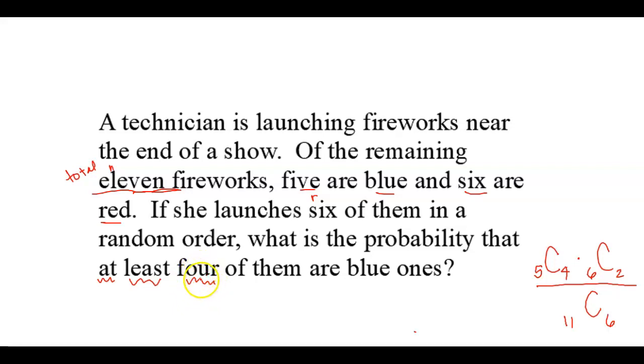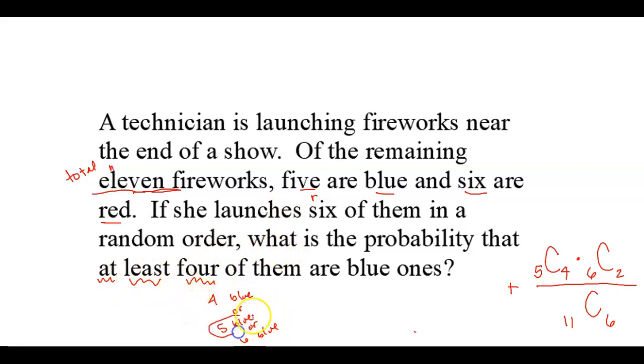Okay, so if there are at least 4 blue ones, we know that there are 4 blue, or 5 blue, or all 6 of them are blue. So it takes into account all 3 of these cases. So we just wrote down what happens if there's 4 blue, but if we have an or in here, we're going to end up adding on to this, and we're going to have to look at the probability when there are 5 blue and when there are 6 blue, because all of these will count as our probability for at least 4 of them being blue.